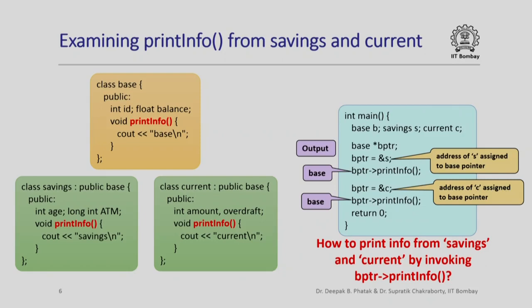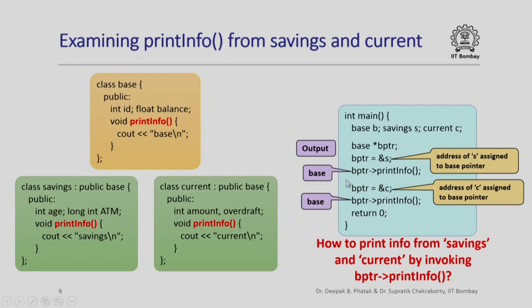So, in this particular case, I do not know before the program executes whether the condition in that if statement is going to be satisfied, and therefore whether BPTR will get the address of S or whether BPTR will get the address of C. But what I do want is that if BPTR is assigned the address of S, then the printinfo of the savings class should be invoked, and if BPTR is assigned the address of C, then the printinfo of the current class should be invoked.